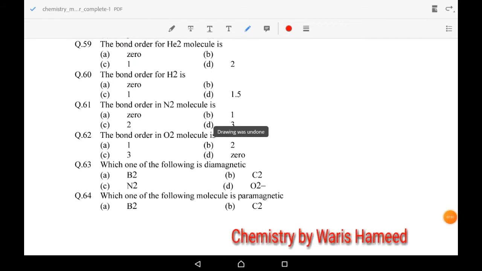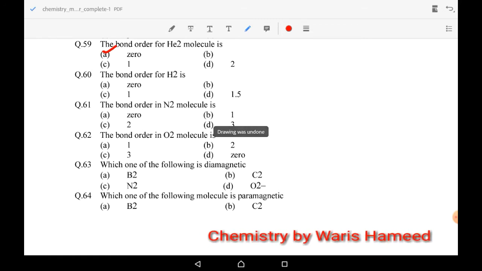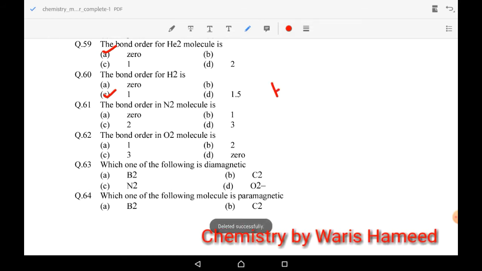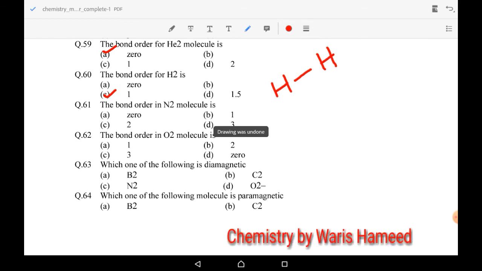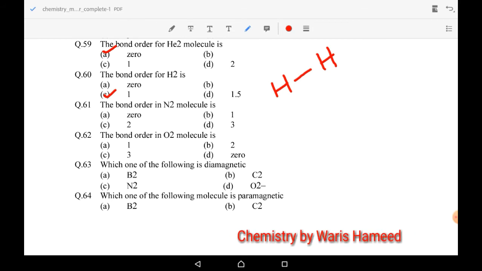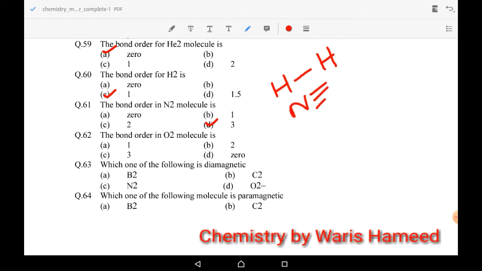Next MCQs. The bond order for helium molecule is 0. So helium molecule does not exist. The bond order for hydrogen is 1. In this we can say that one hydrogen forms a single bond with another hydrogen atom. The bond order in N2 molecule is 3. As we know that one nitrogen forms a triple bond with another nitrogen atom, so its bond order is 3.